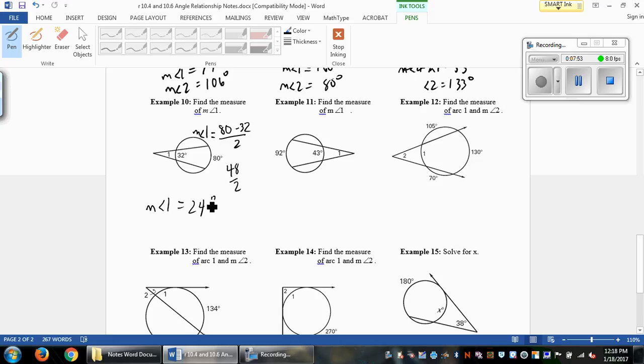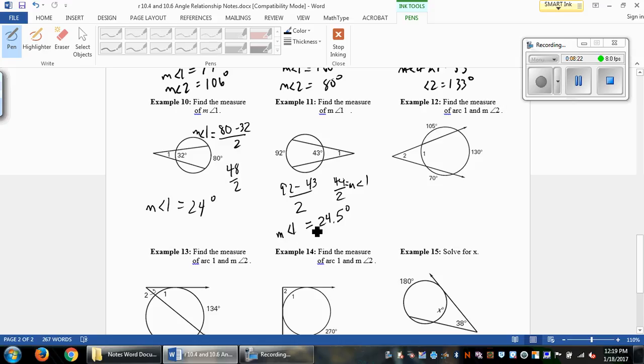Same thing here in example 11. We've got 92 minus 43 over 2. And you should always start with the bigger of the two, just so you don't end up with a negative number. So we get 49 over 2 for the measure of angle 1. And that is going to give you 24.5 degrees, which is the measure of angle 1.